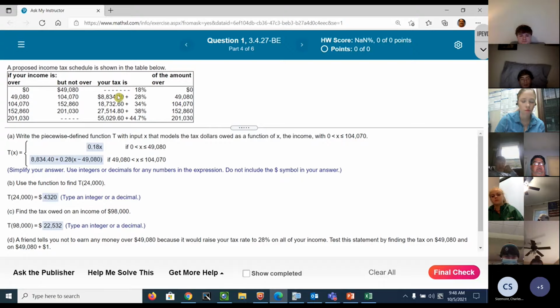My God, I don't even know how they even got to this. All right, right here from 0 to 49, and they want from 104. Well, 0.18x is to 49. So 0.18x, and this is going to be to 104.07. It's going to be 0.28x plus 88.34. There's that right there. And you've got to also add x minus 49.